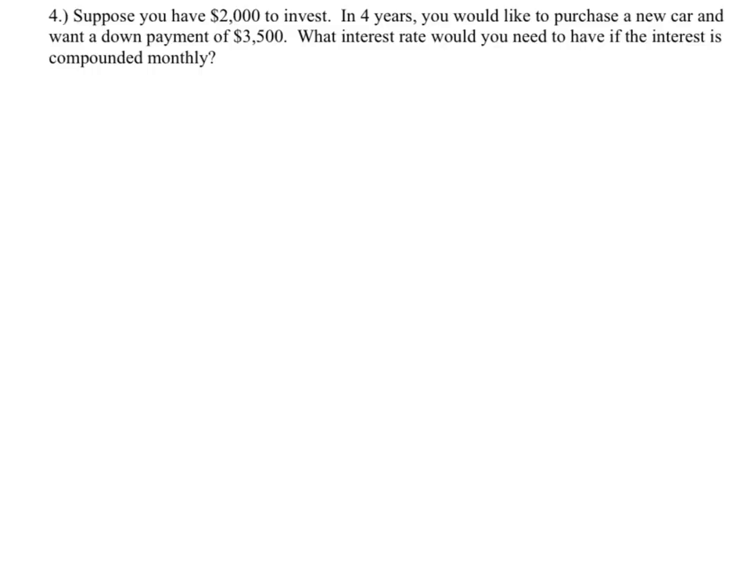So I'd like to take a look at one more example. This one is from the assignment that's found on pages 8 and 9 in your notes packet. It's problem 4. Suppose you have $2,000 to invest. In 4 years, you would like to purchase a new car, and you want a down payment of $3,500. What interest rate would you need to have if the interest is compounded monthly?